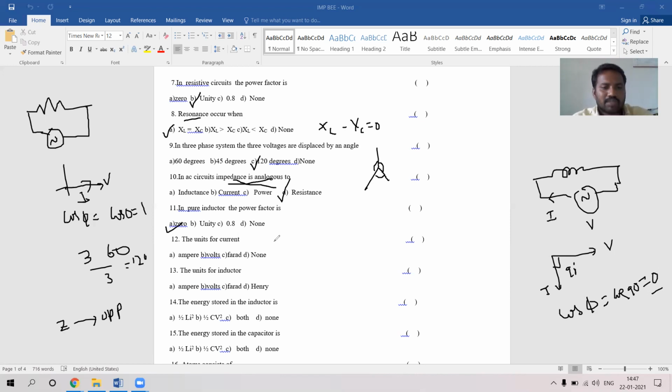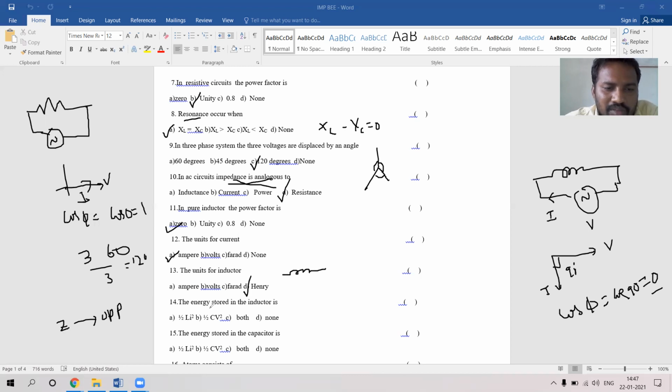Now coming to question number 12, the units for current. What is the unit for current? Current was invented by the scientist Ampere, so his name is applicable, that is ampere. Now coming to the units for inductor. For inductor the unit is Henry.